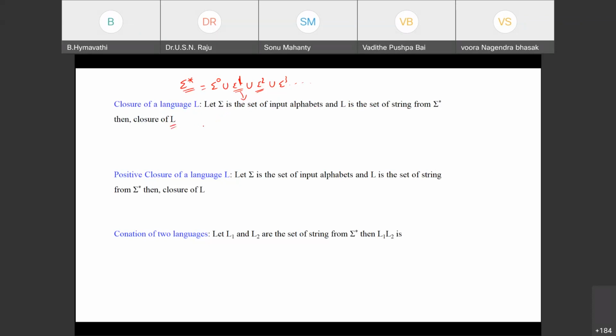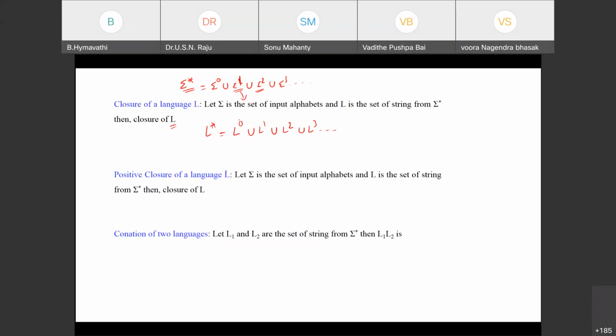Okay. So L star, can you define what is meant by L star? It is nothing but L power 0 union L power 1 union L square union L cube and so on. We'll see with one example. Previously, we discussed sigma. Now I am talking about L.